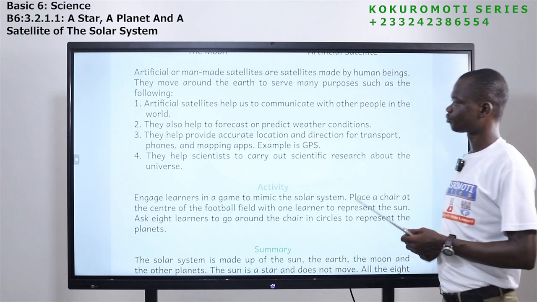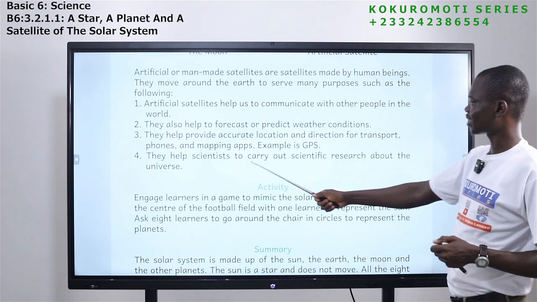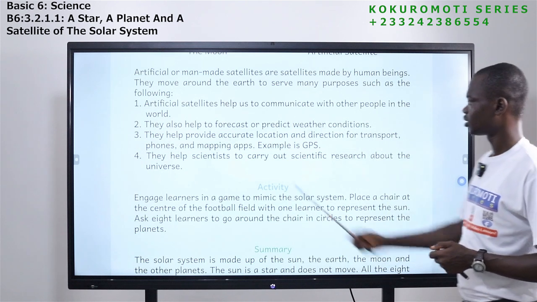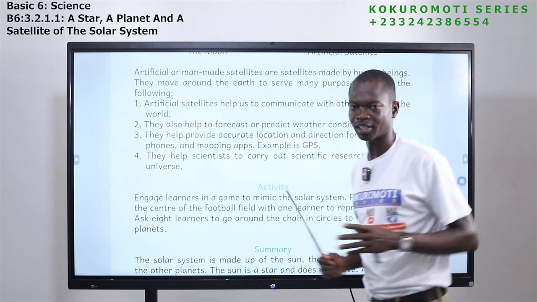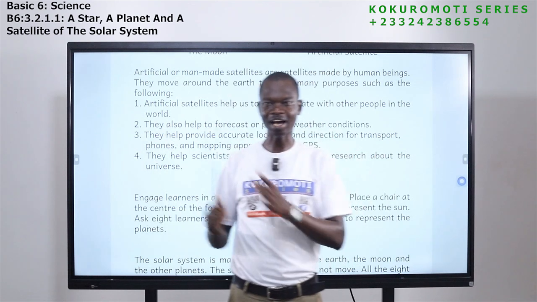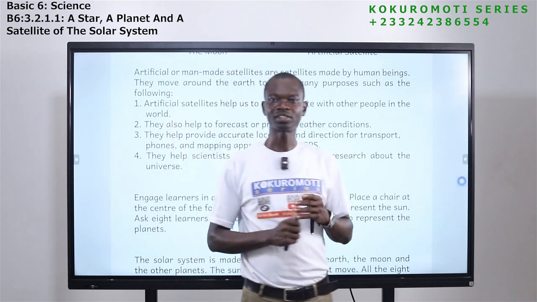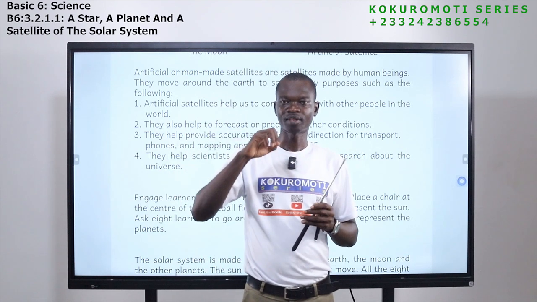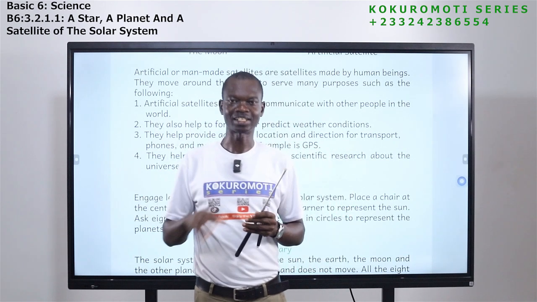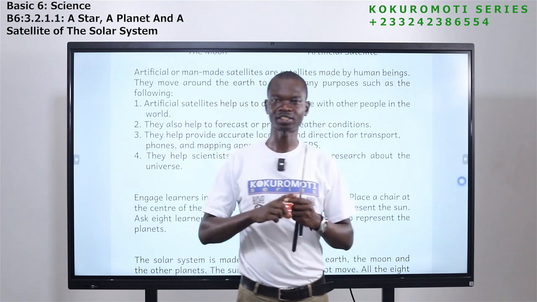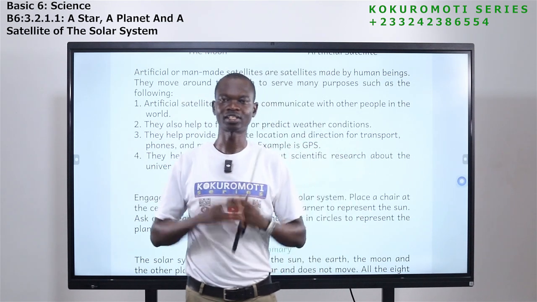Then the next one, they help scientists to carry out scientific research about the universe. So the universe, all the things that are happening, the information is able to be gathered because of what? The satellites. So they use satellites to gather information about the universe, things that are happening, things that are about to happen.